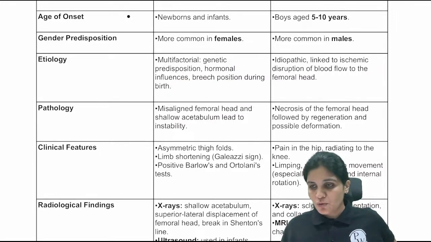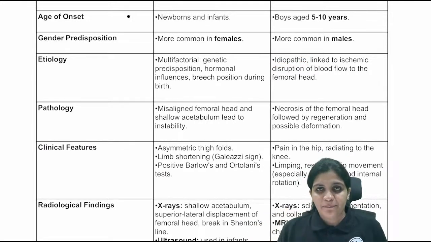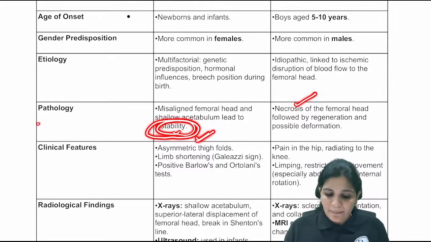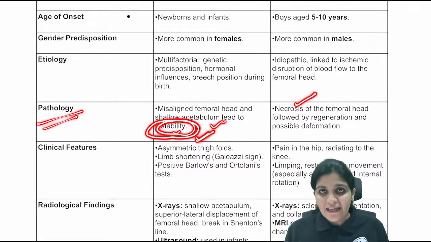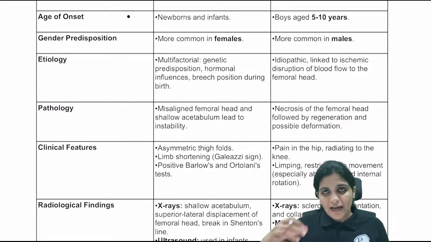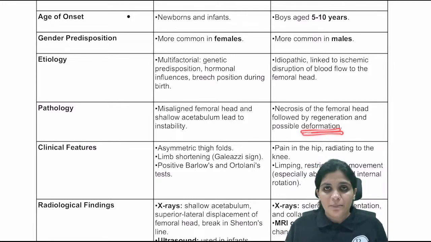Perthes is due to blood supply ischemia. Usually Perthes is said to be idiopathic, linked to some blood flow disruption in the head, right? And this is necrosis of the femoral head. In DDH, the femoral head will come outside the acetabulum, and this is a condition of instability. So there the pathology is mainly the instability. Here the pathology is mainly regeneration, that is necrosis of the femoral head followed by regeneration. But if you don't put the head back into the acetabulum, there will be deformation. Deformation is coxa plana or coxa magna.